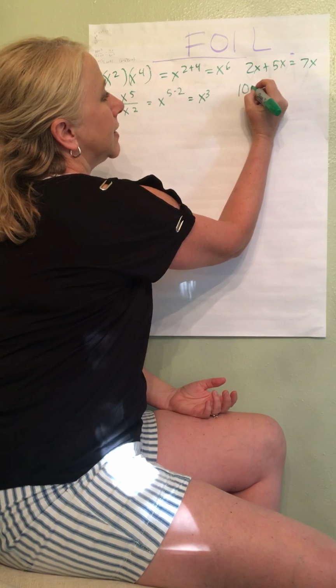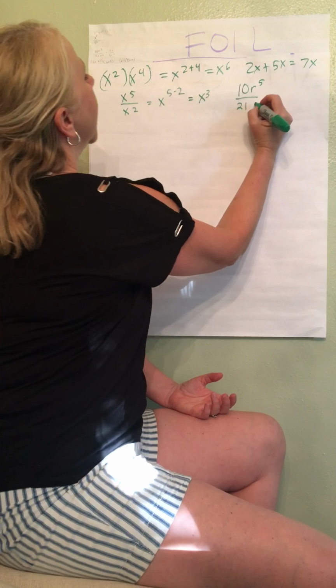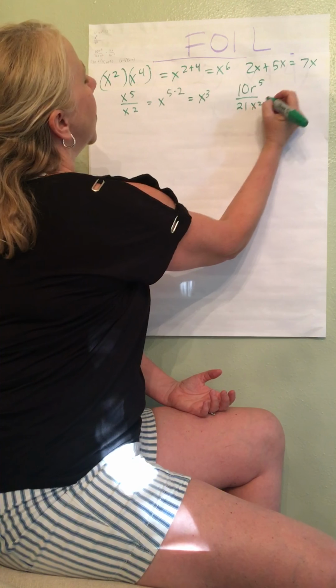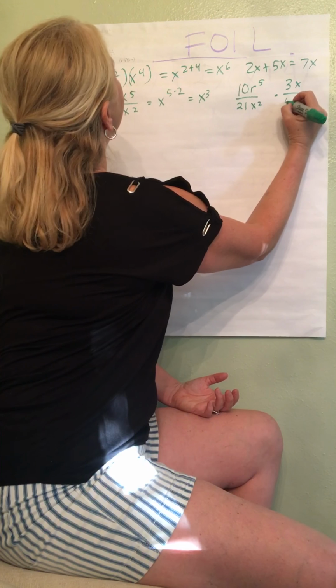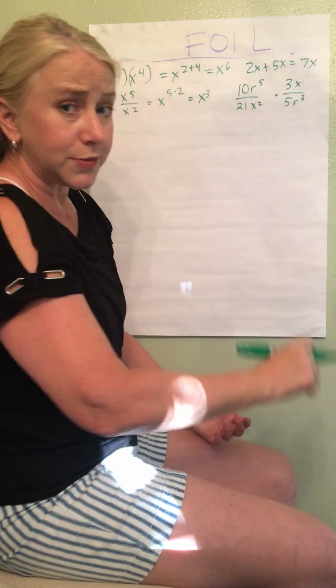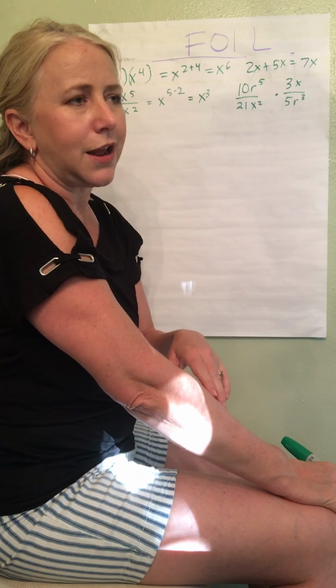So I'm going to take this, 10r to the 5th over 21x squared, and I'm going to multiply that by 3x over 5r cubed. So what are we going to do? That might look really confusing. It's not, though. Just take it bit by bit.